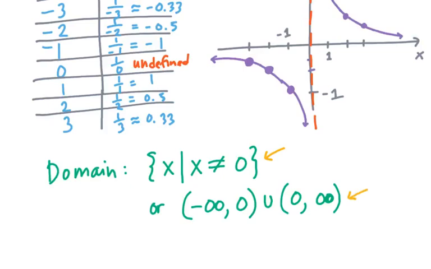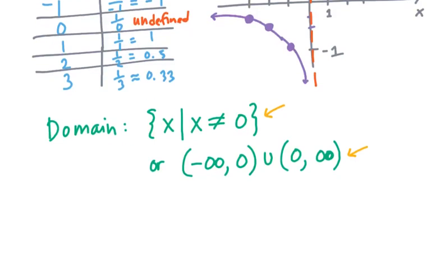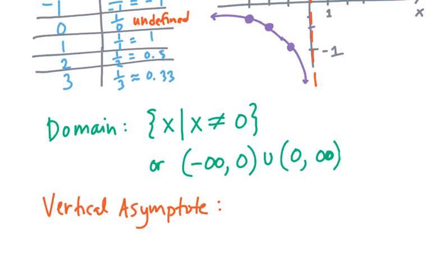So now that we have domain on the board here, I'd like to talk about the vertical asymptote. So I'm going to write out the vertical asymptote. And an easy way to think about the vertical asymptote is whatever the domain cannot include, that value is the vertical asymptote. So as we saw from the domain, we cannot use x equals 0. Therefore, the vertical asymptote is x equals 0. Basically, the domain plus the vertical asymptote will cover all real numbers as inputs.